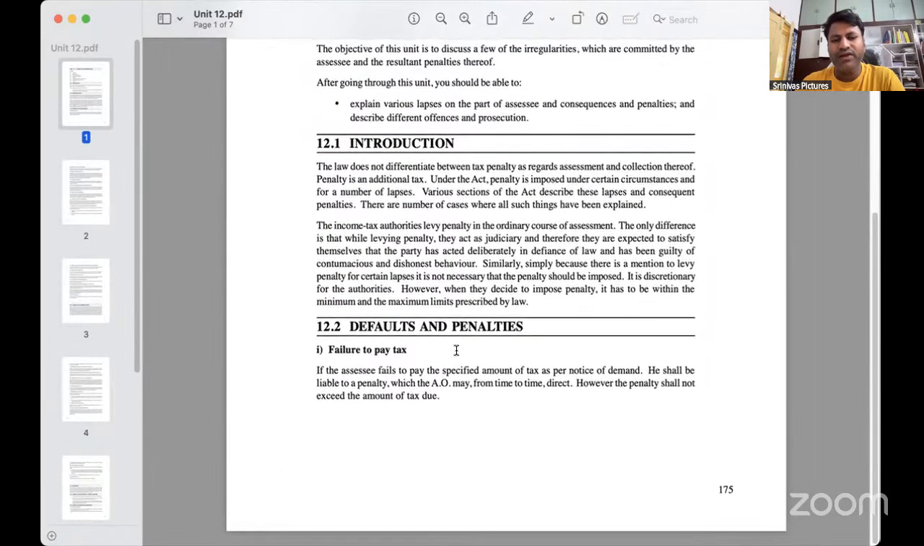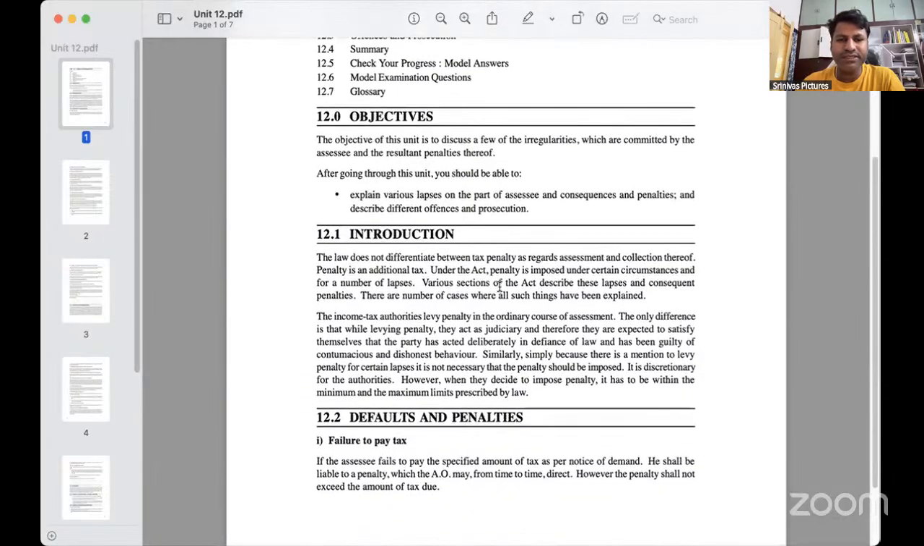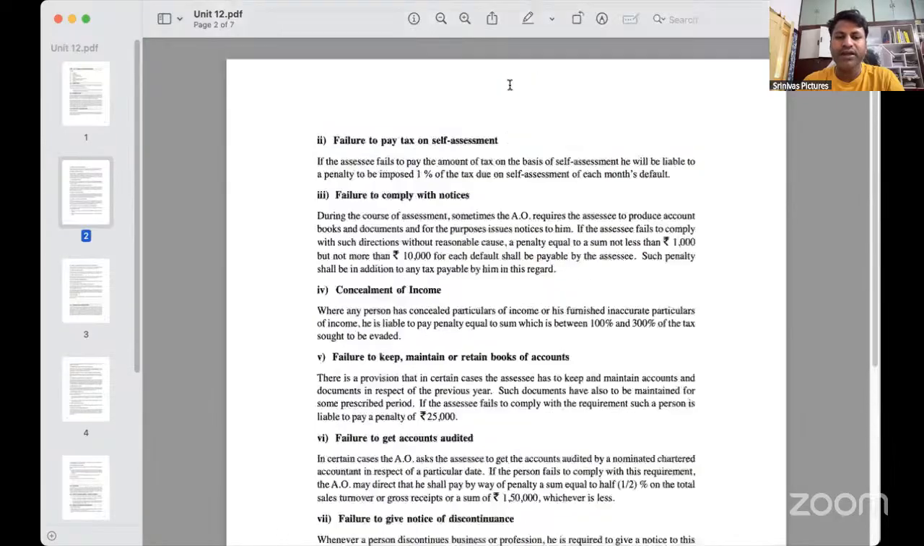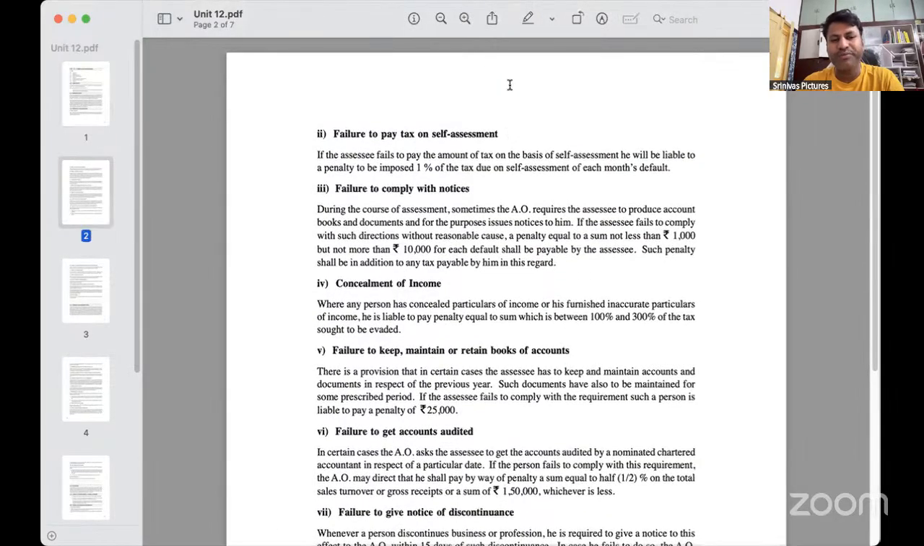See, lapse and consequences, default penalties. When are we going to pay default penalties? Failure to pay tax. If the assessee fails to pay the specified amount of tax as per the notice of demand, he shall be liable to a penalty which the assessing officer may from time to time direct. However, the penalty shall not exceed the amount of tax due. So whatever the tax amount is, the penalty is only up to that, and we are not going to pay any penalty more than that.